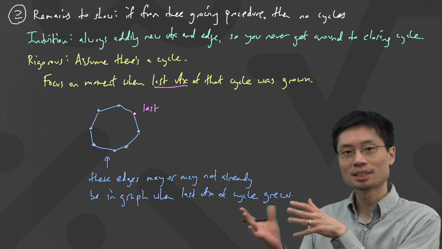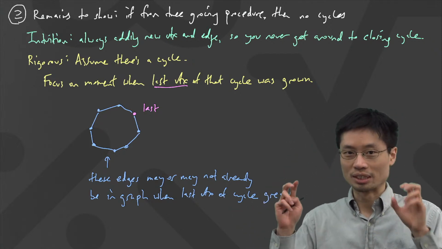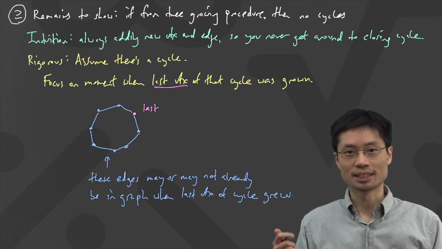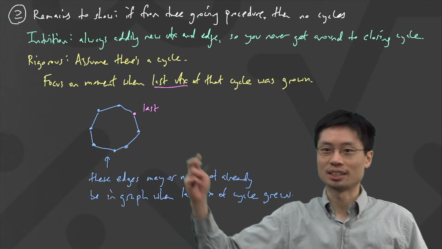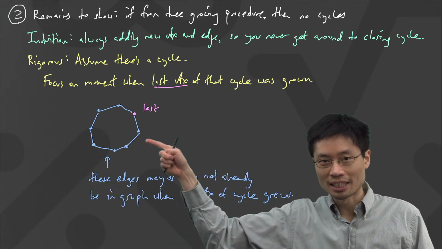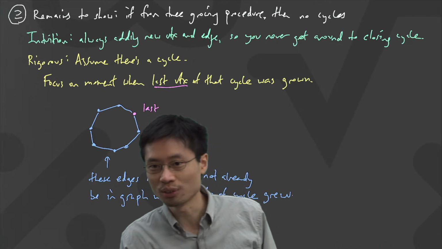So can anyone give me some ideas of how I could turn this rigorous? I want a straight up contradiction that says, no, there's no way I can ever, by the end, get all of those edges in. I want to say, that's my last vertex I added. How do I get a contradiction? Ooh, Andres.